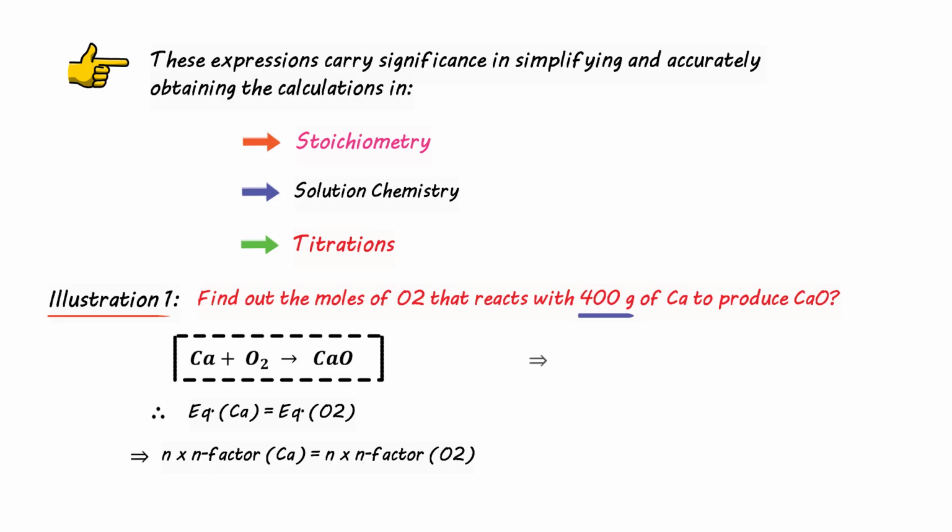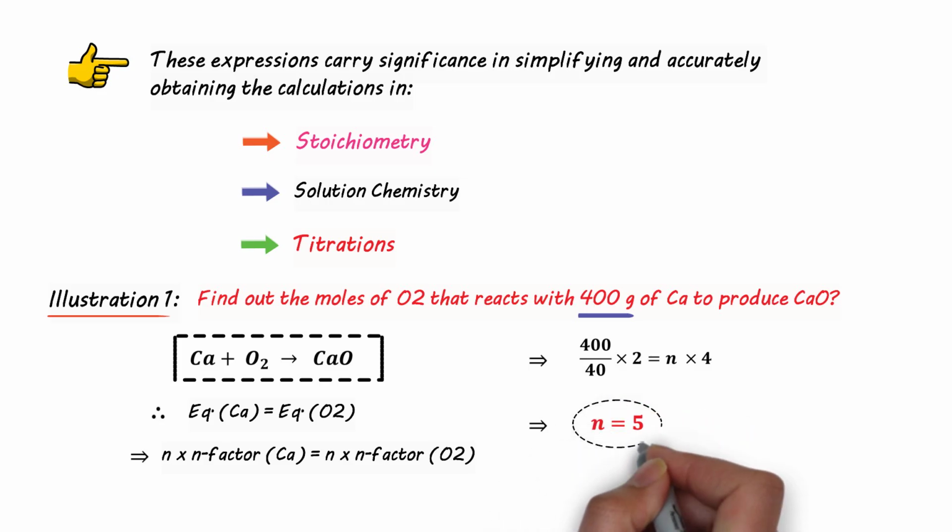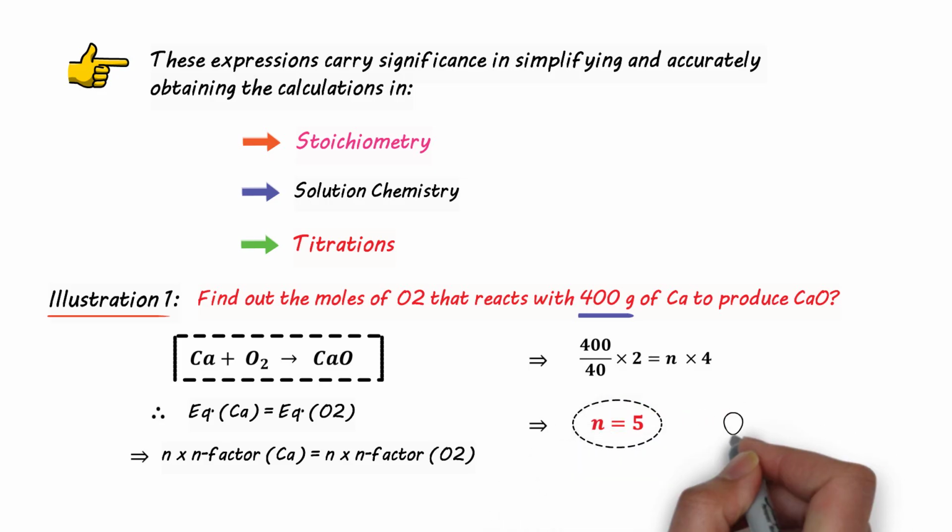So while putting the values, we'll get 400 by 40 multiplied by 2, that's equal to n into 4. This gives rise to the number of moles equal to 5. This means that 5 moles of oxygen would have reacted with 400 grams of calcium to produce the required amount of calcium oxide.